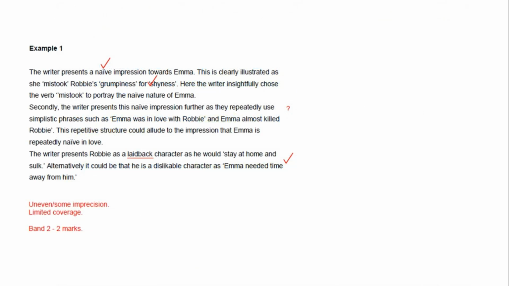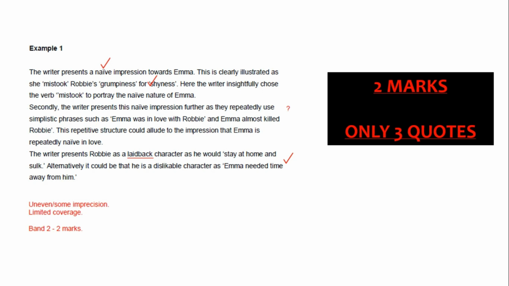Okay, so this is a student example. This one got 2 marks, and if you actually read it, it's not that bad. They've given some good points. However, it's only worth 3 because they've only given 3 quotes. So remember, if this person had done the same quality of answers but given 7 quotes, they might have got 5 out of 5.